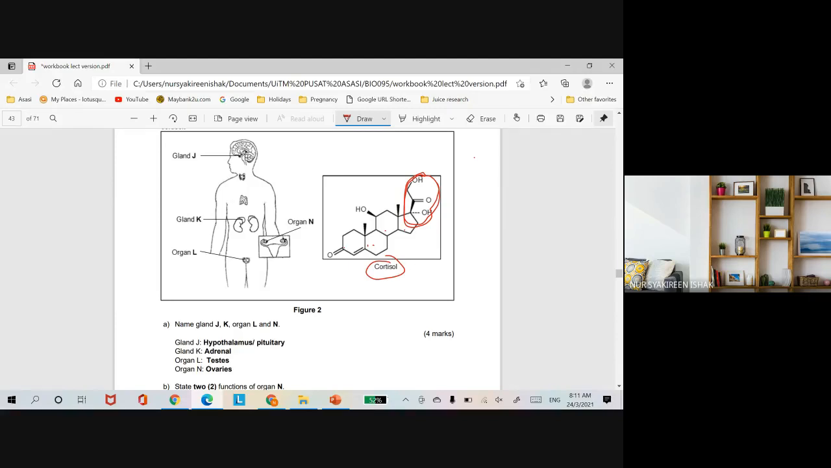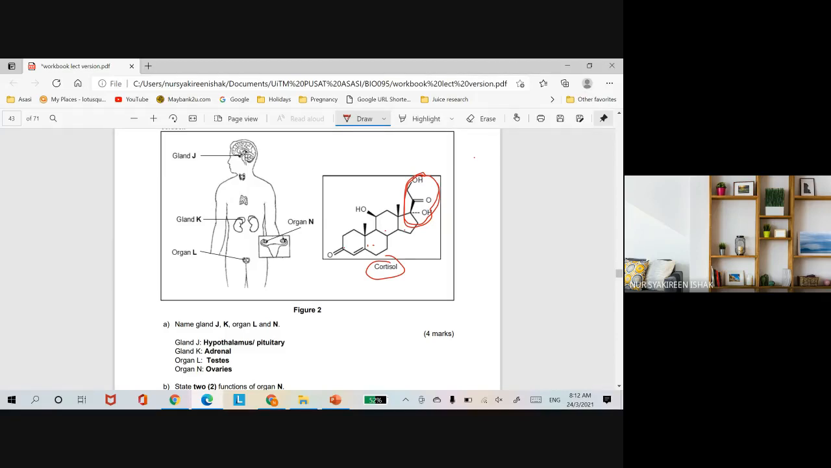So it is like your posterior pituitary, which secretes the hormone produced by the hypothalamus. Kalau cortex dia macam anterior pituitary, which produces and secretes its own hormones. So you have to know the difference between those two regions of the adrenal gland.